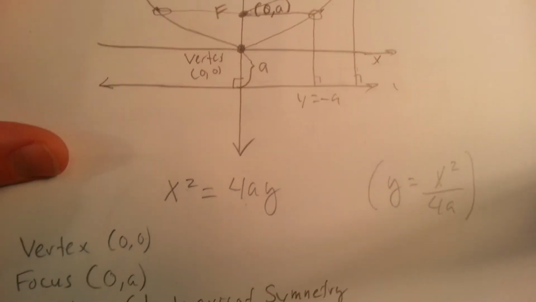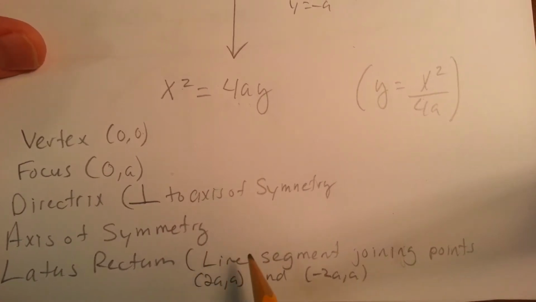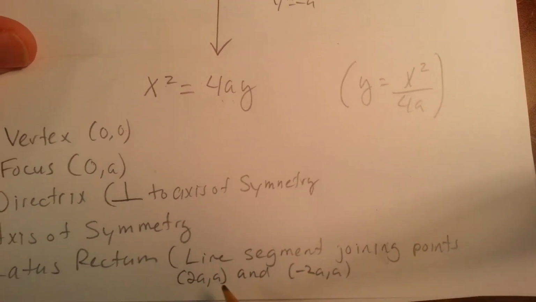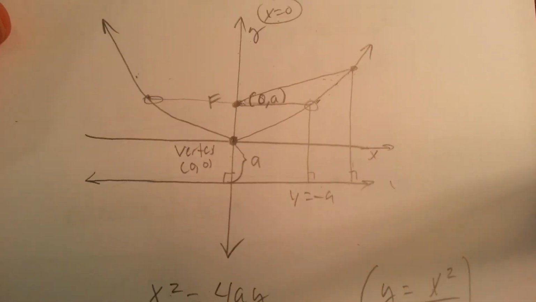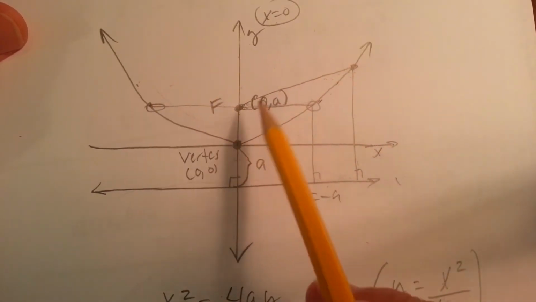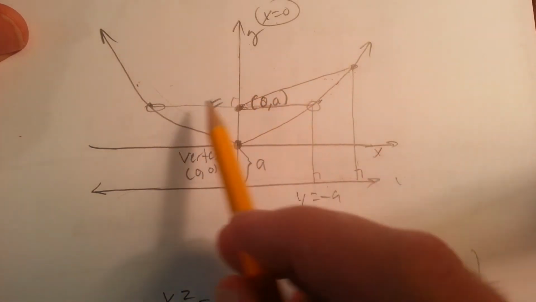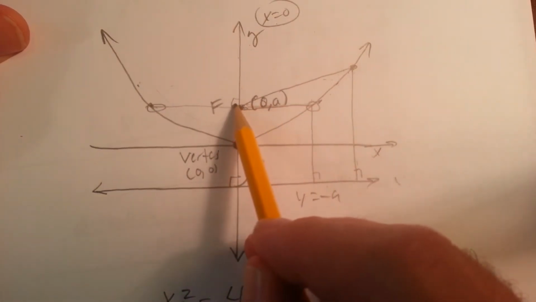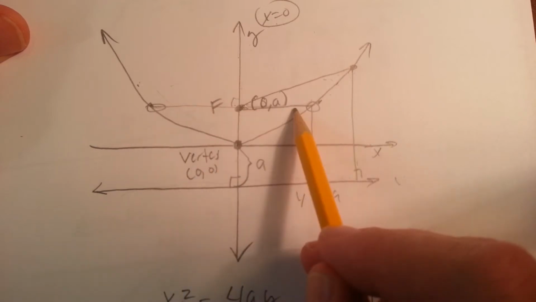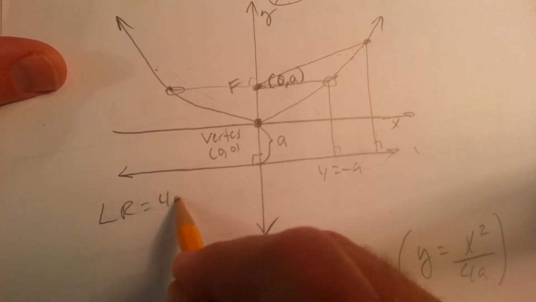We've got something else, with a funny name, called the latus rectum. I know that's funny. It's the line segment joining the points (2a, a) and (-2a, a). What does that mean? On a vertical, smile-type parabola, here's my focus. If I draw a line perpendicular to the axis of symmetry through the focus, connecting these points, that's my latus rectum. The latus rectum, LR we'll call it, always has a length of 4a.